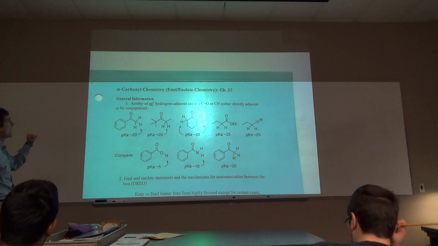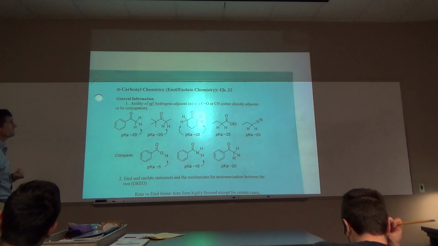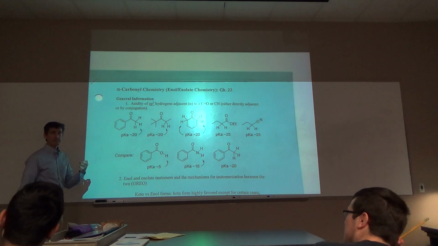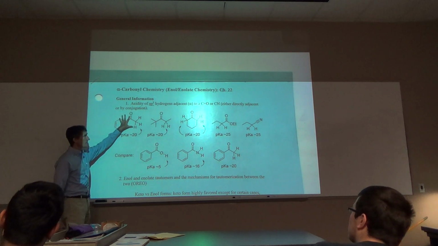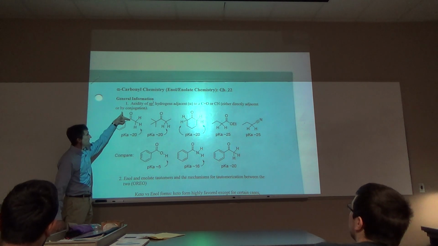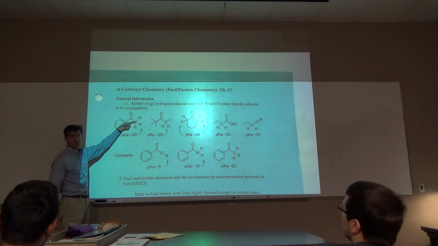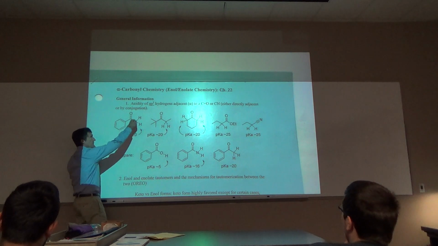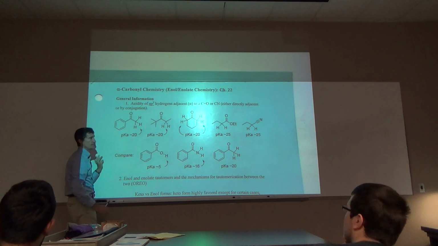Okay. Alpha carbonyl chemistry, also known as enol enolate chemistry. Still aldehydes, ketones. Ketones here in these examples. Instead of looking at the carbonyl, we're going to move next door. So-called alpha carbon. Okay? Turns out that these hydrogens on the alpha carbon, alpha to the carbonyl, have some acidity.